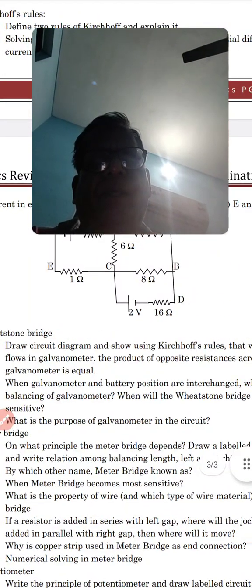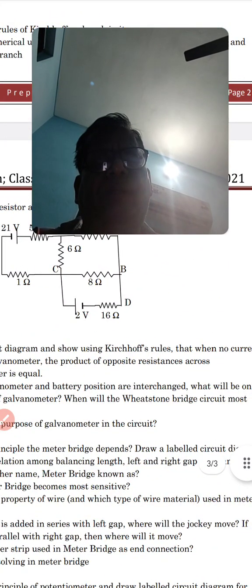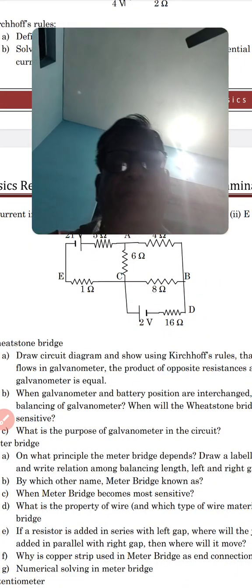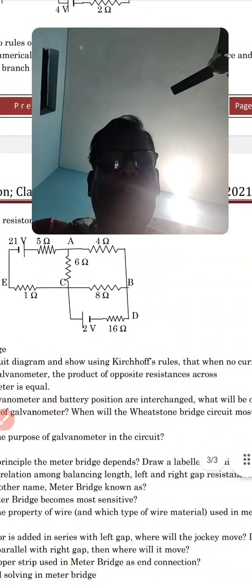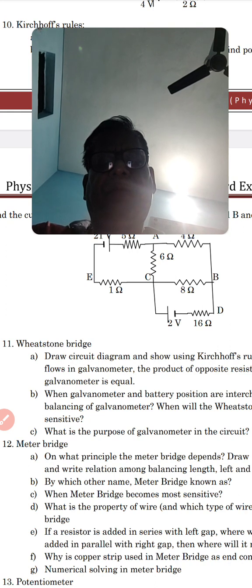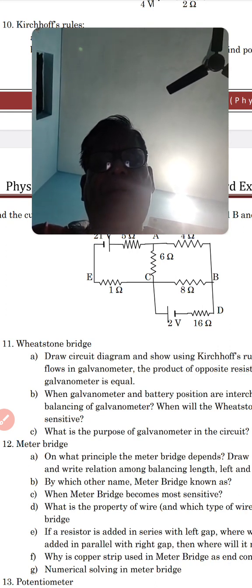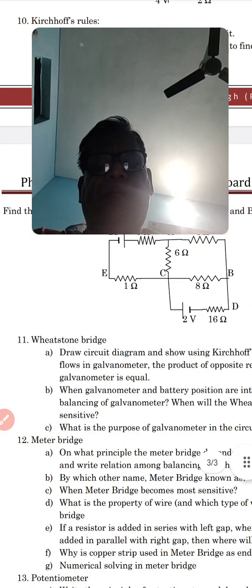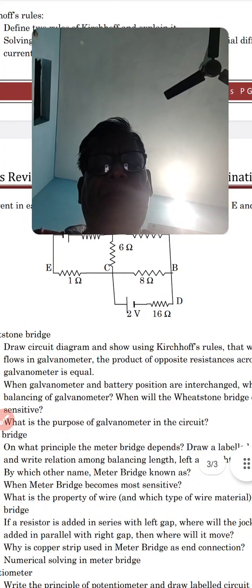Wheatstone bridge is included this year. Draw the circuit diagram and show using Kirchhoff's rules that when no current flows in the galvanometer, the product of opposite resistances across the galvanometer is equal. In the PQRS quadrilateral, you can show it when Ig equal to 0 using Kirchhoff's rules. When the galvanometer and battery positions are interchanged, there is no effect on the balancing of the Wheatstone bridge.